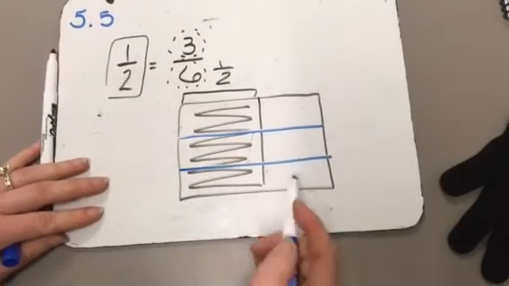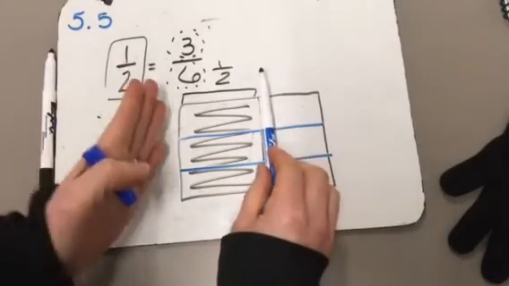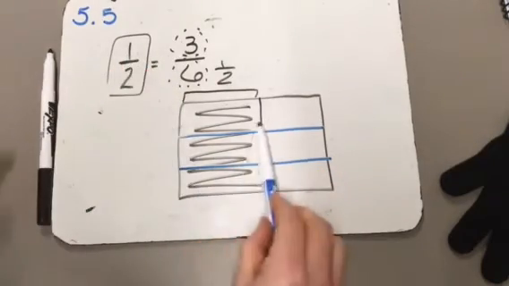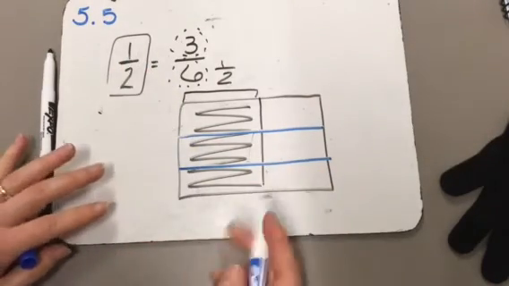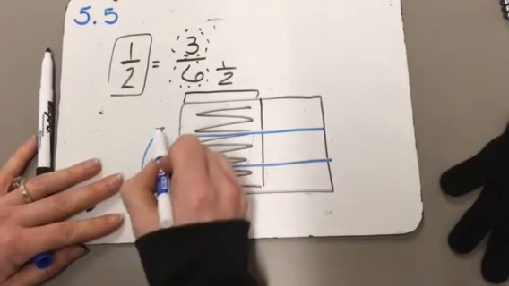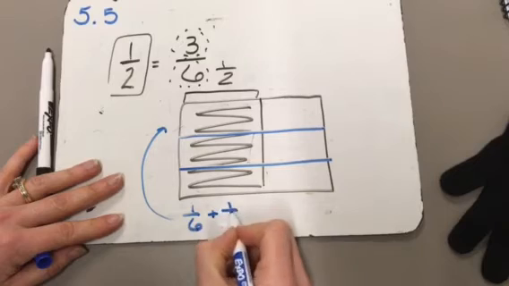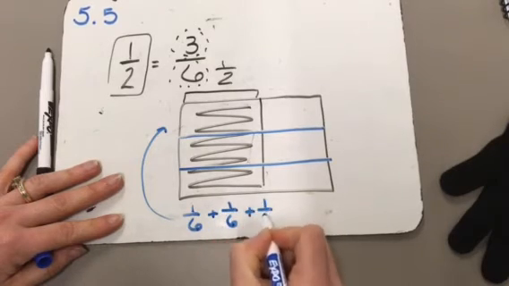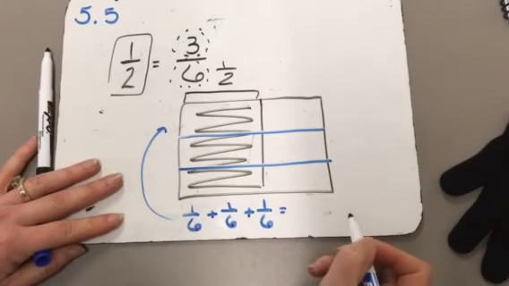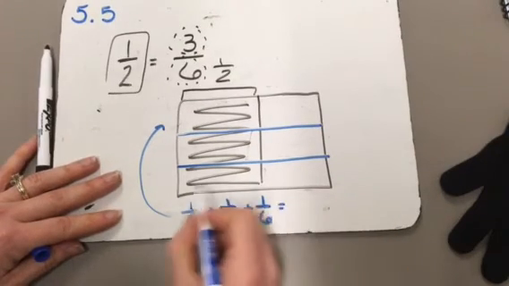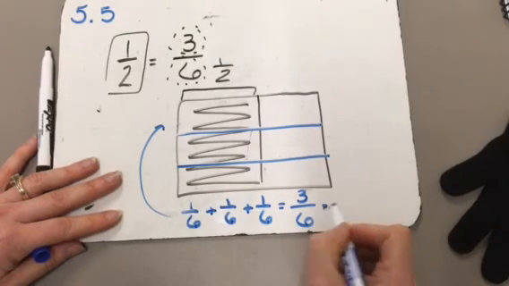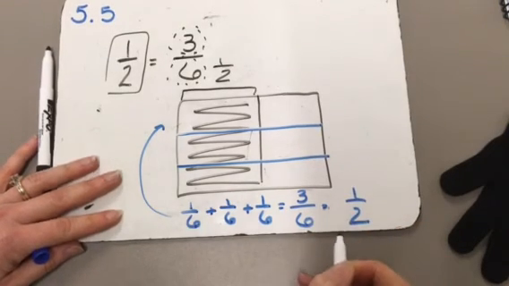Do I still have a half? Absolutely. Still all shaded in, but it is no longer a half. What would 1 unit fraction be? Hopefully you said 1/6 would be 1 unit fraction. And if we're going to do the sum of unit fractions, we would do 1/6 plus 1/6 plus 1/6. And that would equal 3/6, which also equals 1/2.